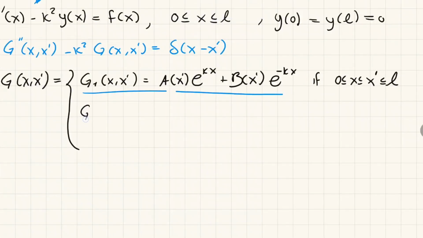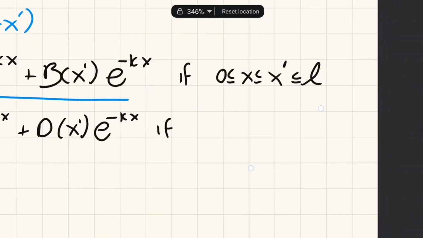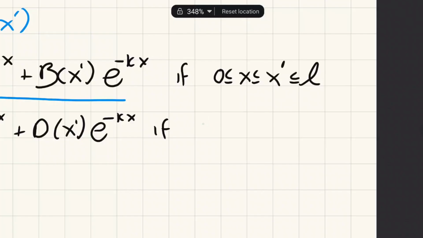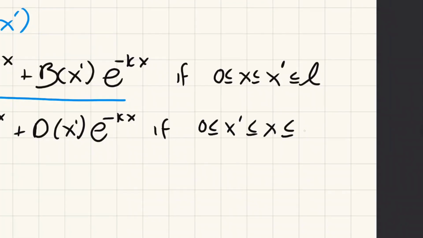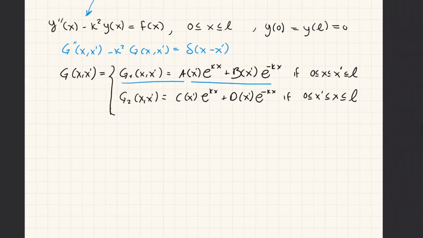Okay, and the second piece of the Green function is going to be of the same form, but with different constants or different functions in this step. So it will be c of x prime e to the kx plus d of x prime e to the negative kx if x is now between x prime and L. So it will be 0 less than or equal to x prime less than or equal to x less than or equal to L.